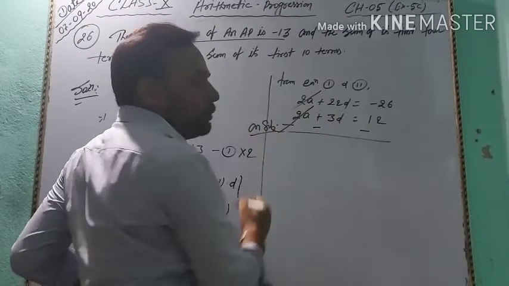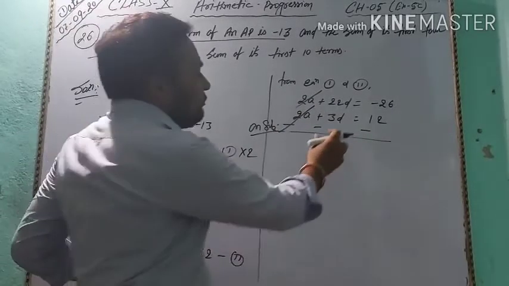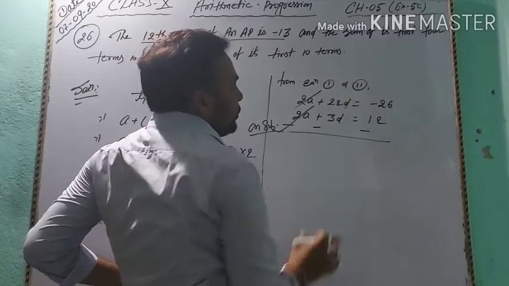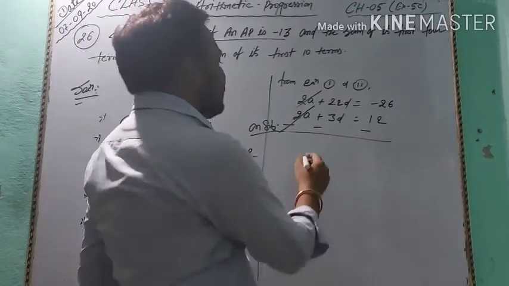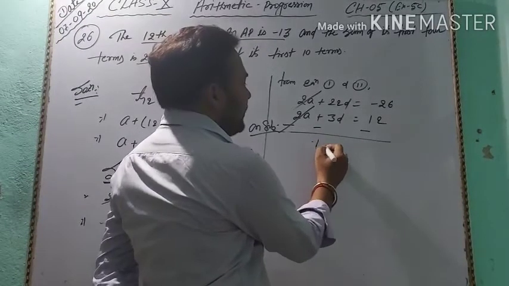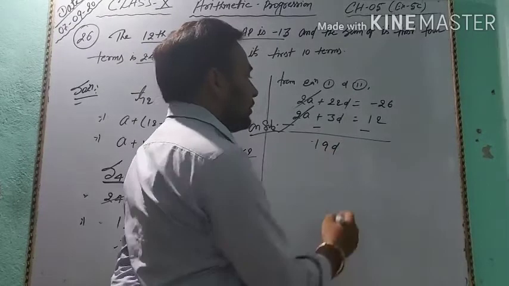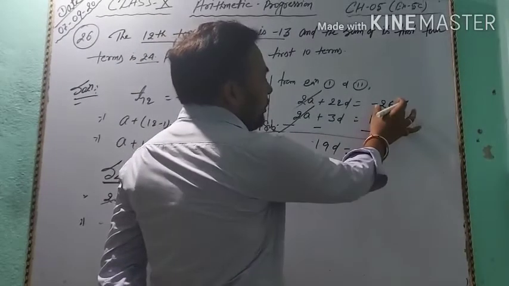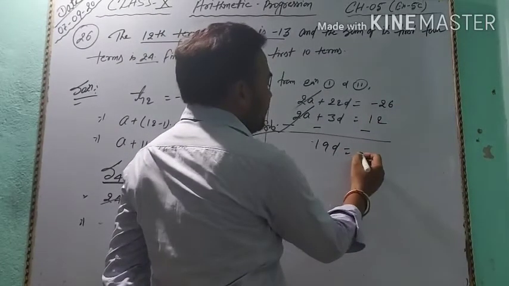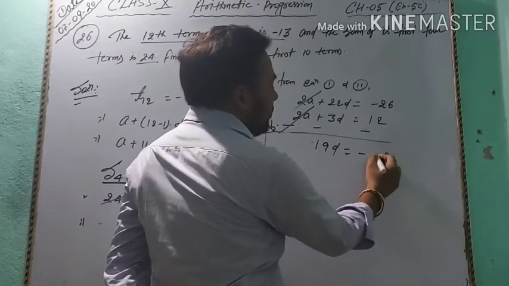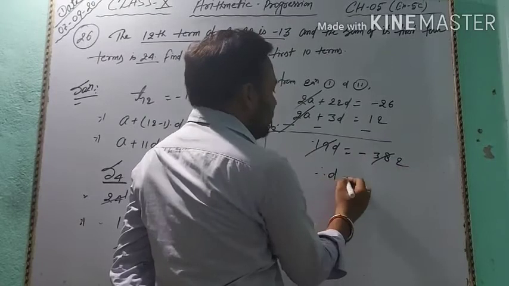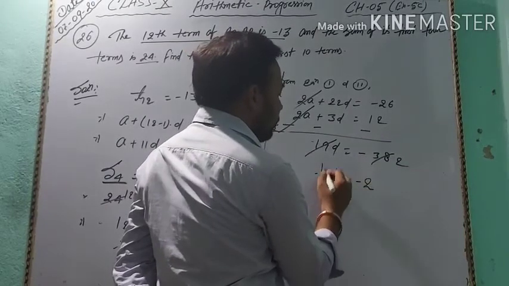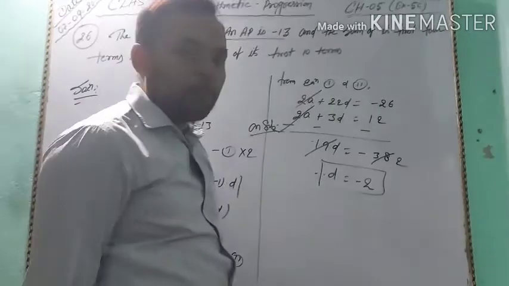2A minus 2A cancels, and 22D minus 3D gives 19D, equal to minus 60 minus 12, that is minus 72. 19D equal to minus 38... so D equal to minus 2. The value of D equal to minus 2.